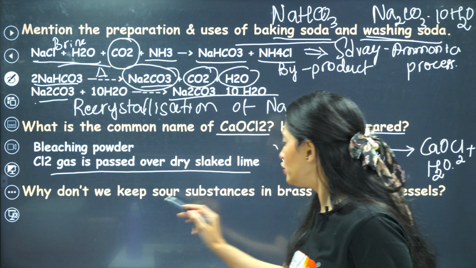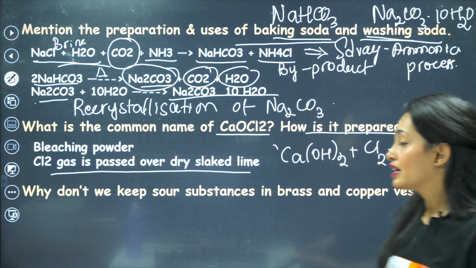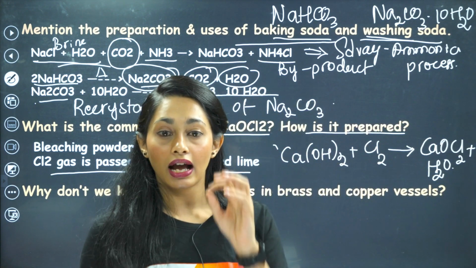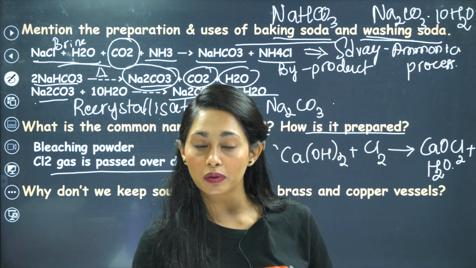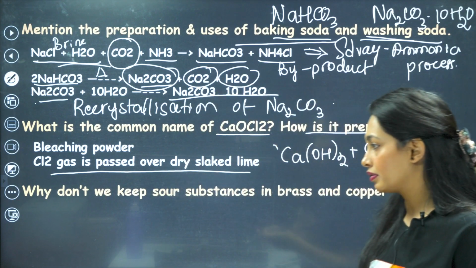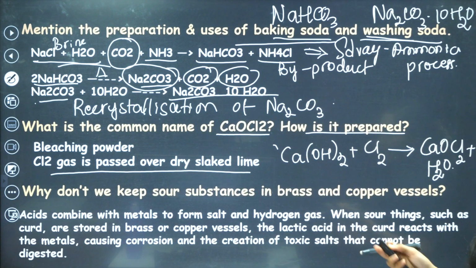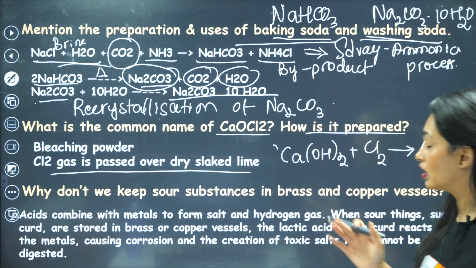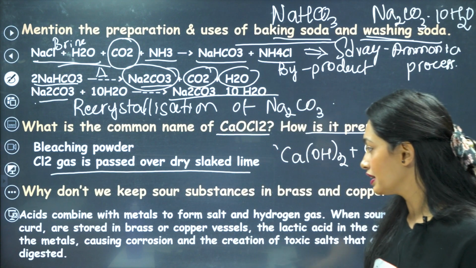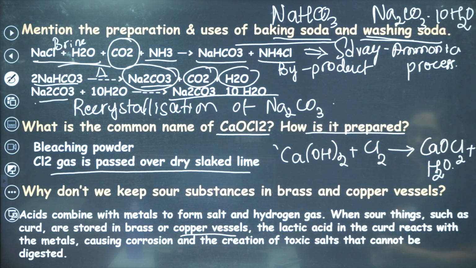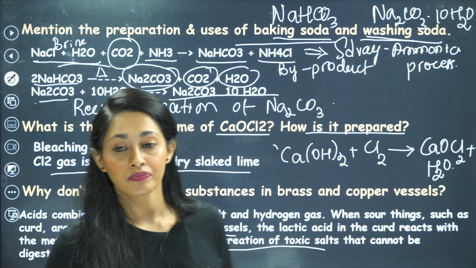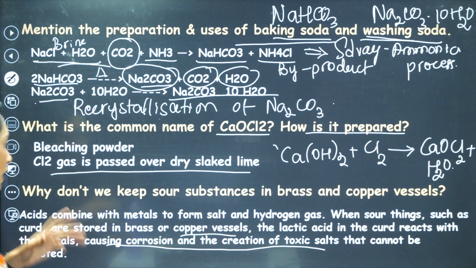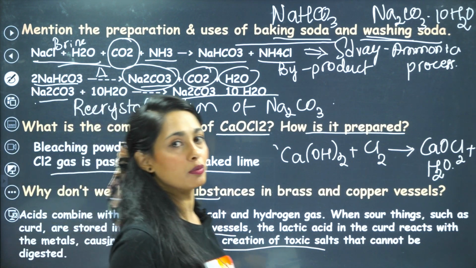Why don't we keep sour substances in brass and copper vessels? So in the first chapter also we have discussed this. Acids are going to react with metals, right? So metals that are placed above hydrogen in the reactivity series are going to react with the acid. Acid combines with metals to form salt and hydrogen gas. When things such as curd, which has lactic acid in it, are stored in brass or copper vessels, the lactic acid in the curd reacts with the metals, causing corrosion and creation of toxic salts, which cannot be digested. That's why we do not keep sour substances in brass and copper vessels.